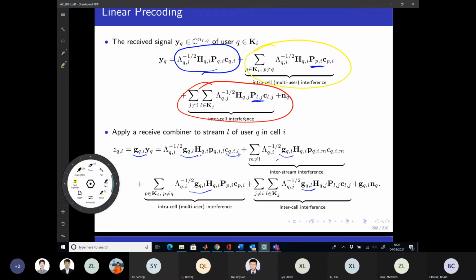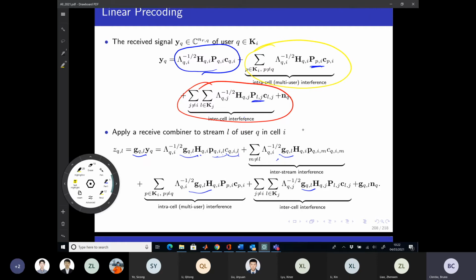So I have stream L of user Q in cell I. And so this is received at user Q and is precoded by a certain precoder for user Q and a combiner for user Q, but the precoder is designed for stream L and a combiner for stream L.